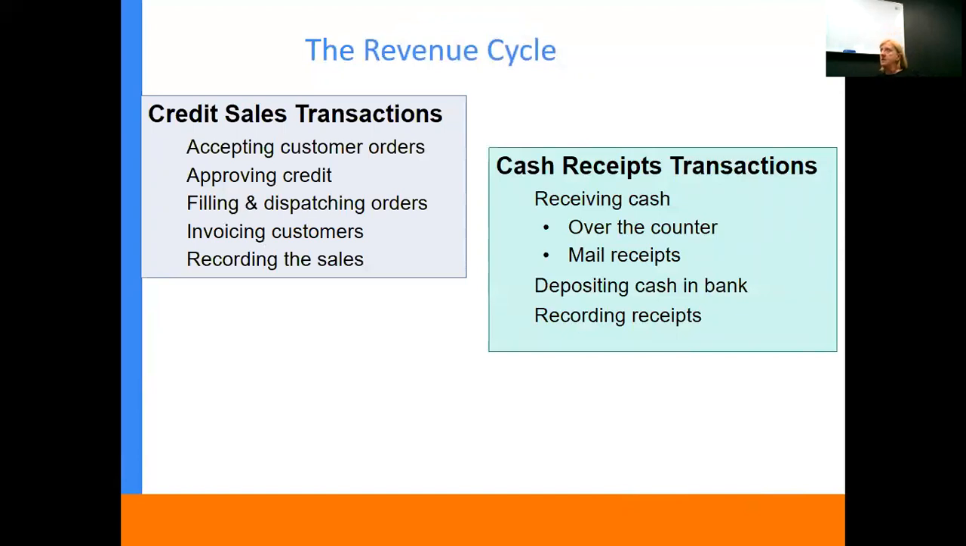Then there's cash receipts transactions, and cash receipts can be over the counter, by mail receipts, depositing cash in bank, which of course has become much more common these days, where you just do bank transfers, and recording receipts. But I'm still amazed at how many companies deal with cheques. I'm stunned at how many companies still send cheques through the mail. I come across it all the time, and I'm always surprised. I think, don't you just do a bank transfer? And they don't.